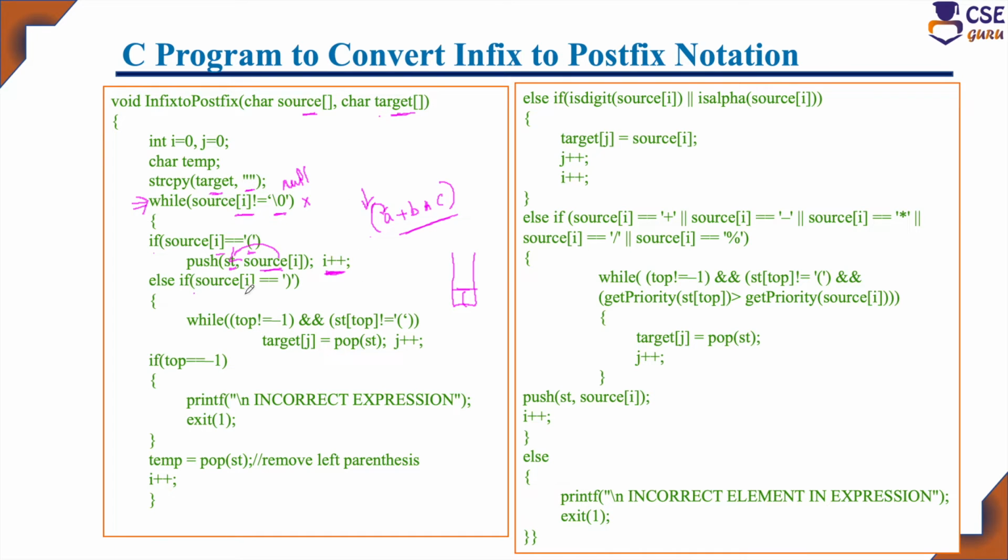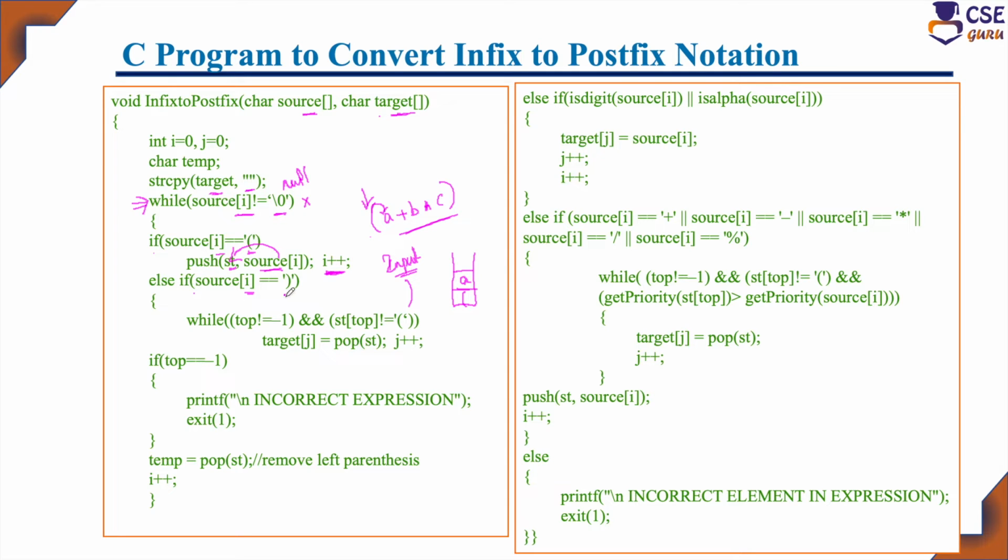Then, if source of I is a closed parenthesis, what do you have to do? Suppose the input is a closed parenthesis, what is the meaning? Until you reach the open parenthesis, for example, here A is there. For example, if A is there, until you reach the first open parenthesis, whatever elements are present in the stack, pop it and place it in the postfix expression. Okay, that is the rule.